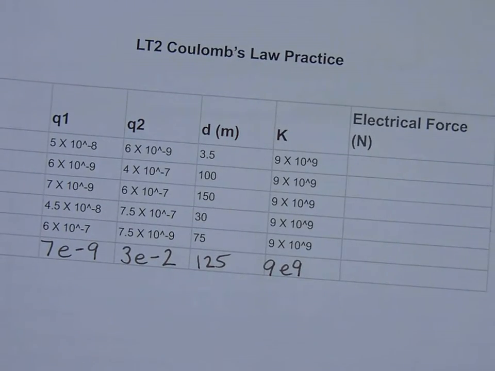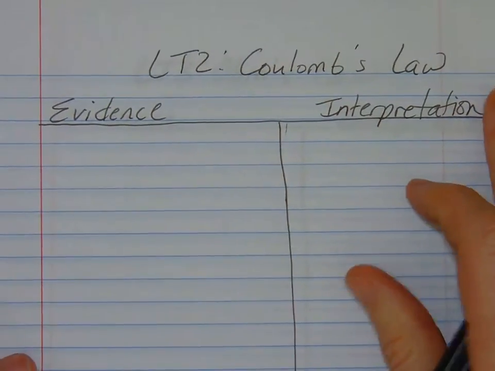This half sheet is a half sheet of practice problems. It's on Moodle. Perhaps you have a hard copy, a paper copy of it. But Coulomb's law is really just a formula.